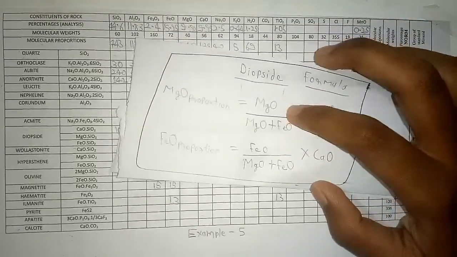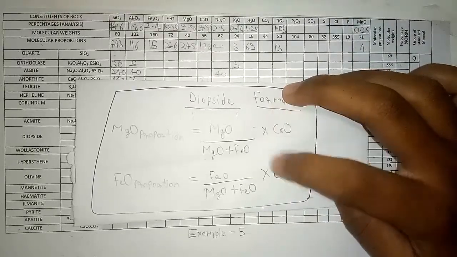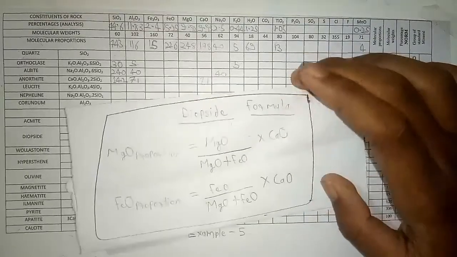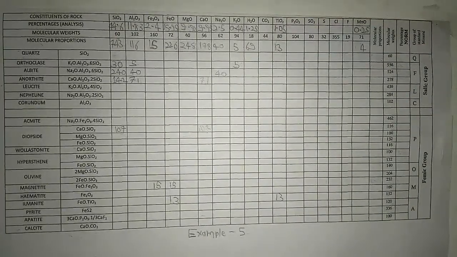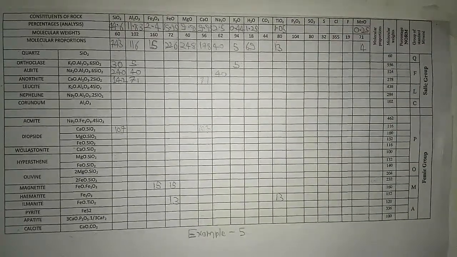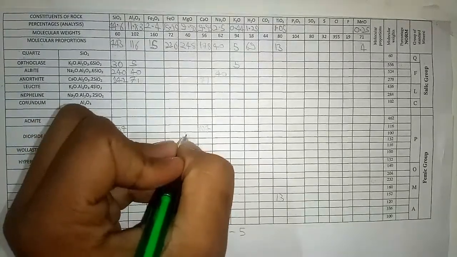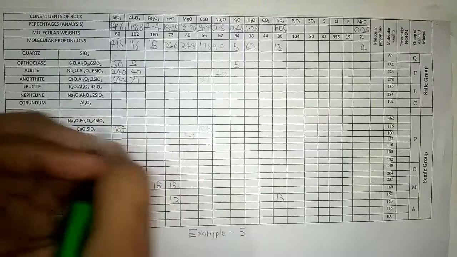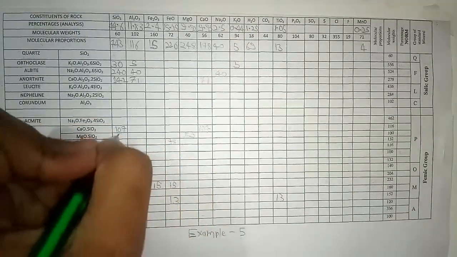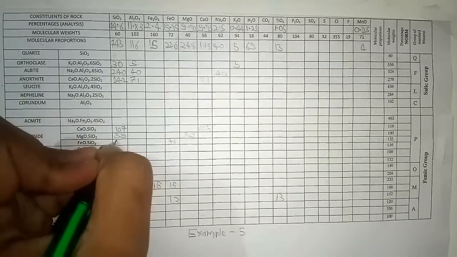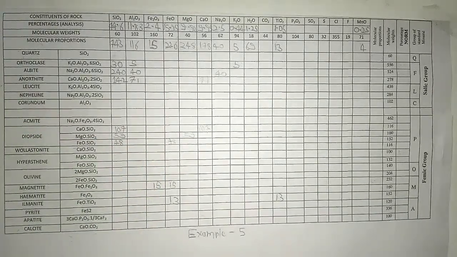So by using the formulas, we will get the values. By using these two formulas, we can find out the proportions of MgO and FeO in the diopside formula, right? So let me write it. It is 59 of MgO and 48 of FeO. Okay. Next, wollastonite we cannot make because CaO is already used.